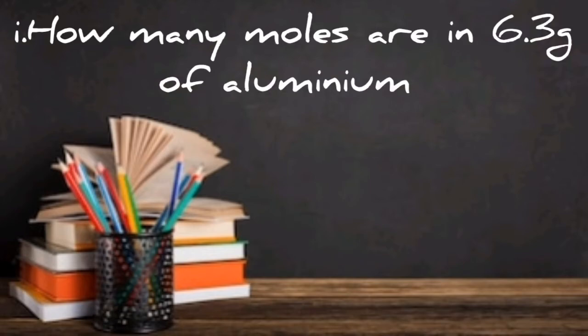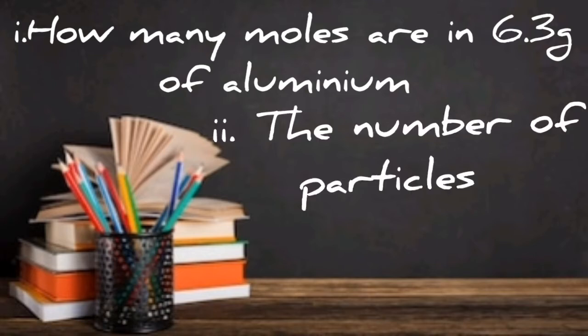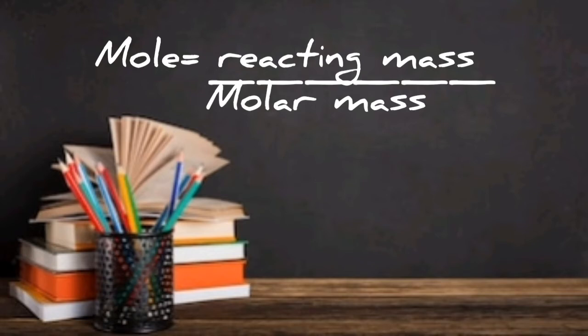Okay, let's test a bonus question. Let's say you are told to find how many moles there are in 6.3 grams of aluminium, and also to find how many particles there are in 6.3 grams of aluminium. So the first question is to find the mole, and the second is to find the number of particles. So to find the mole, we must first know the molar mass of aluminium. Since aluminium is just one element, its molar mass is the atomic mass.